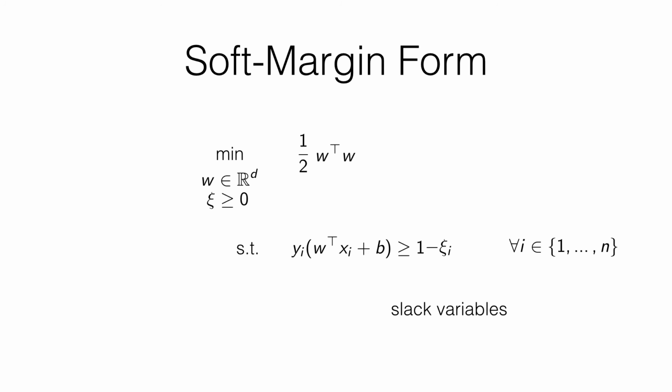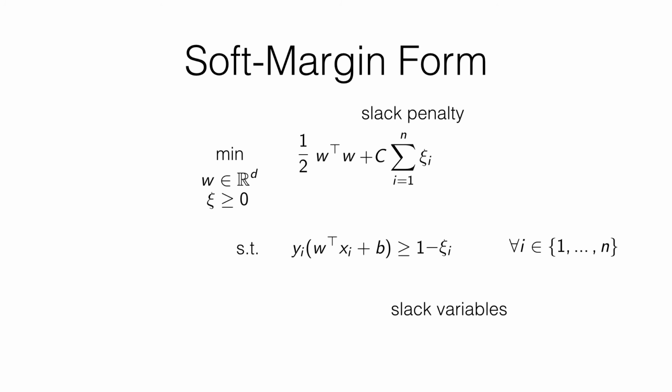But if psi is really huge, if it goes towards infinity, then any possible W will satisfy this constraint. So of course we don't want the optimization to just choose arbitrary psi values, so we're going to add a penalty. So this term is going to penalize how big the slack variables are. And that C parameter, the C value, is going to trade off.